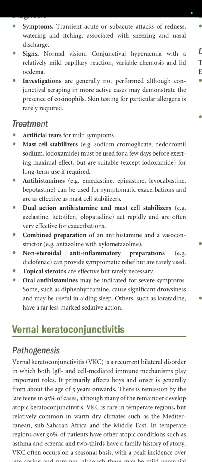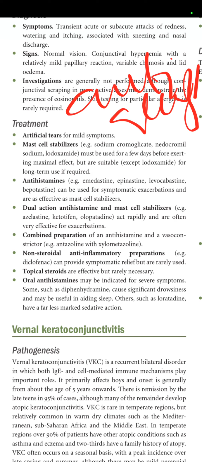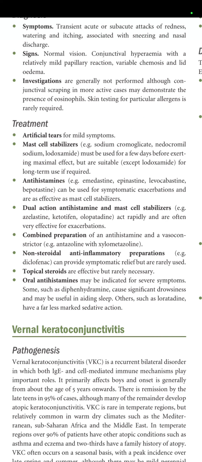So there are certain kinds of anti-allergic treatment that you may give to a patient that comes with a case of allergic conjunctivitis. You can give mast cell stabilizer, antihistamine, dual action, combined preparation, topical steroid, and oral antihistamine. So let's get started with the mast cell stabilizers, for example sodium chromoglycate, nedocromil sodium, lodoxamide. They must be used for a few days before exerting maximal effect, but are suitable, except lodoxamide, for long term use if required.